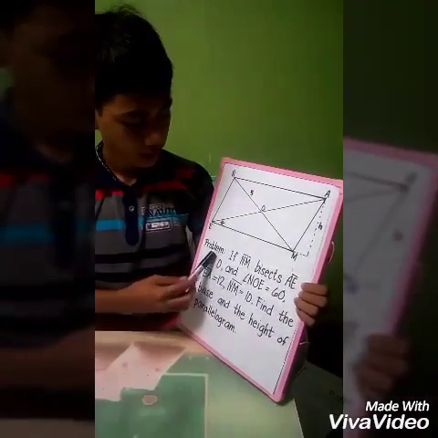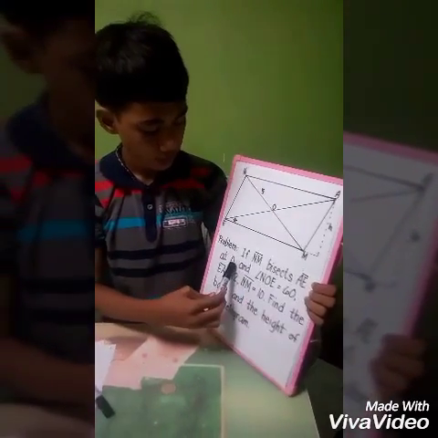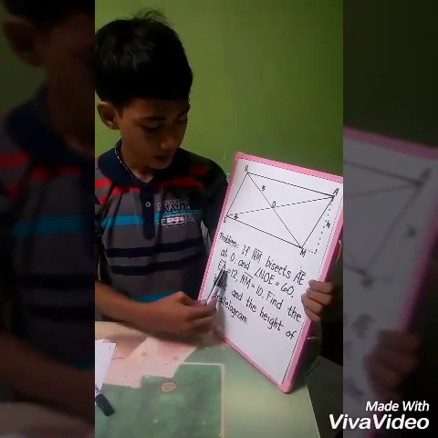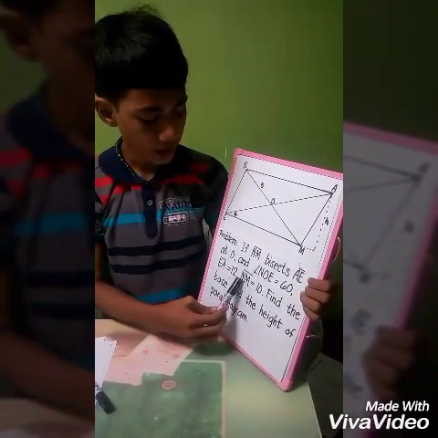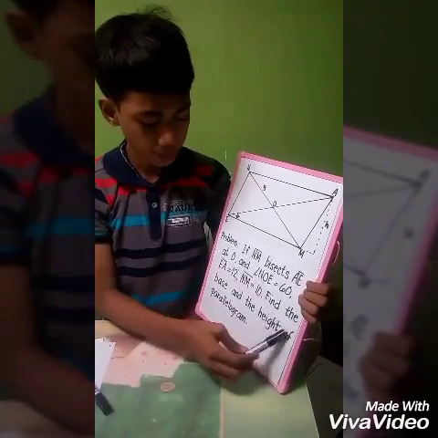Problem number 1. If NM bisects AE at O and angle NOE is equal to 60, EA is equal to 12, and NM is equal to 10, find the base and the height of the parallelogram.